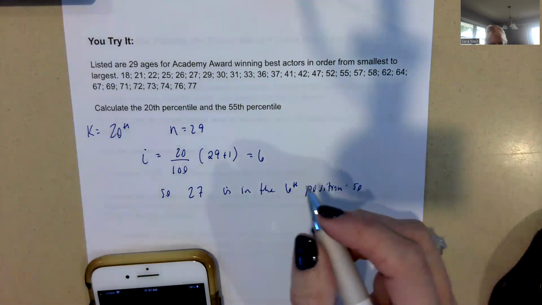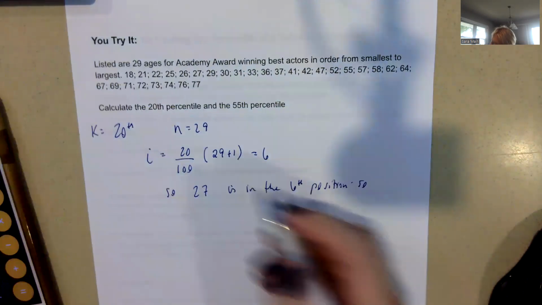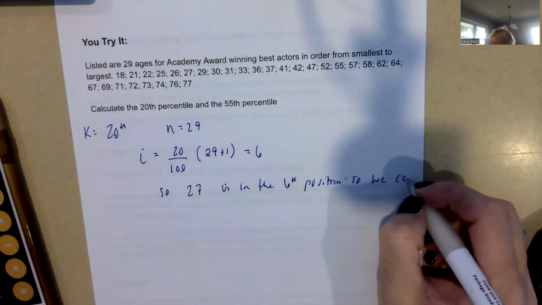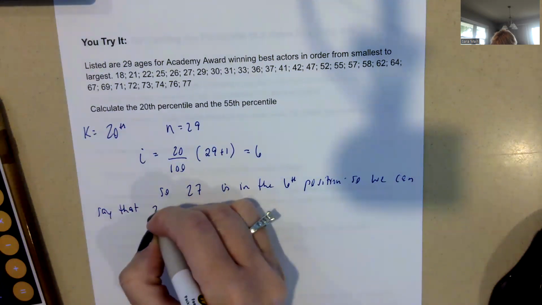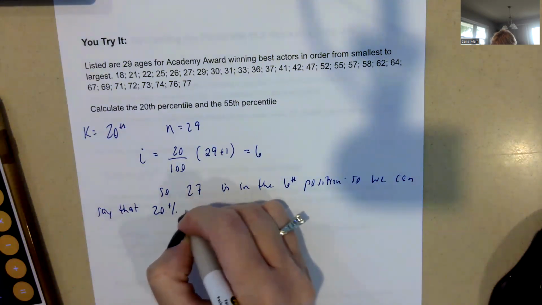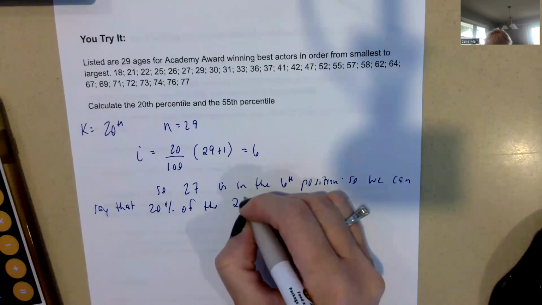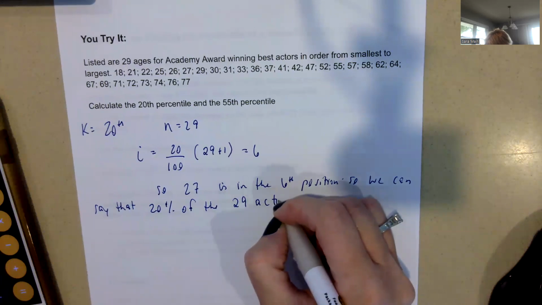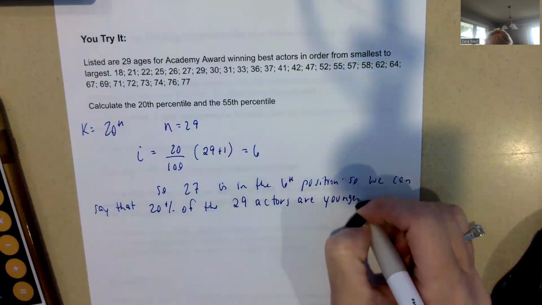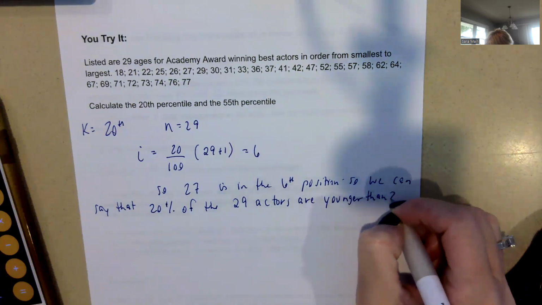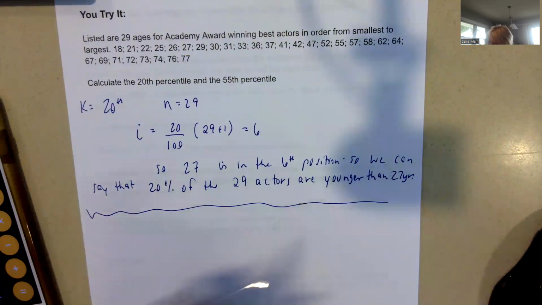So we can say that 20% of the 29 actors are younger than 27 years. That's what that tells us.